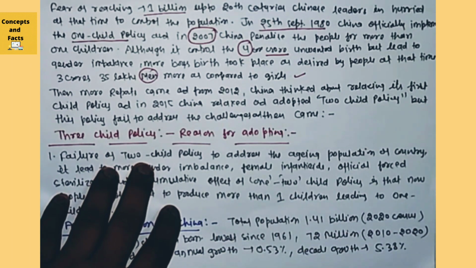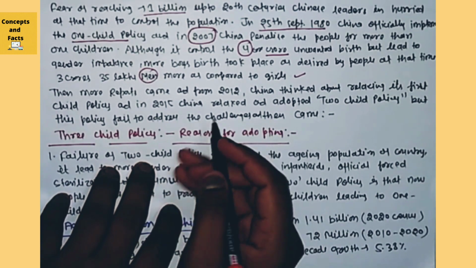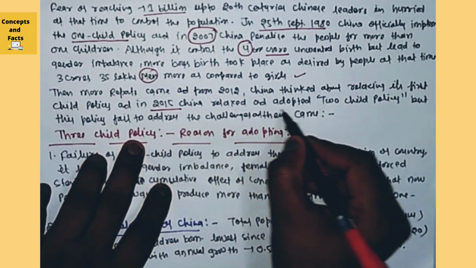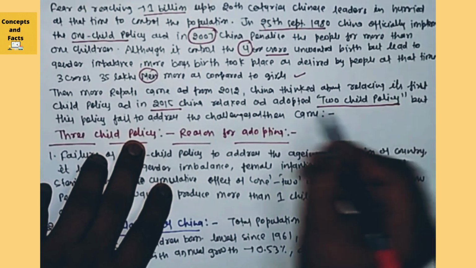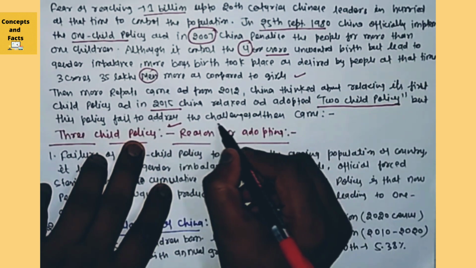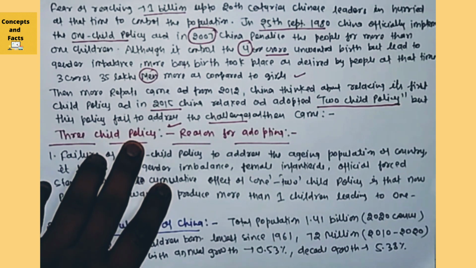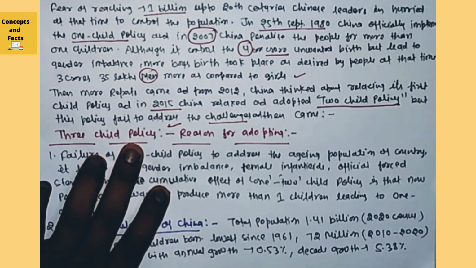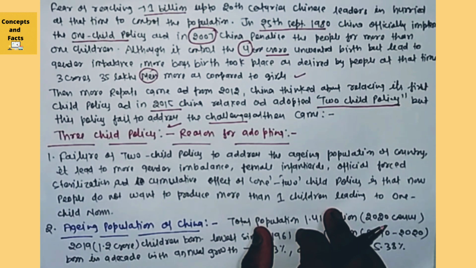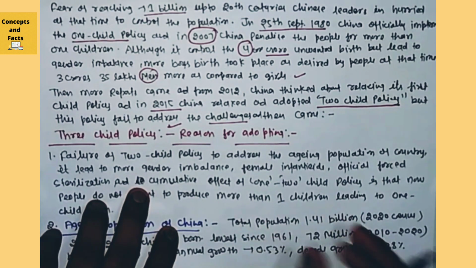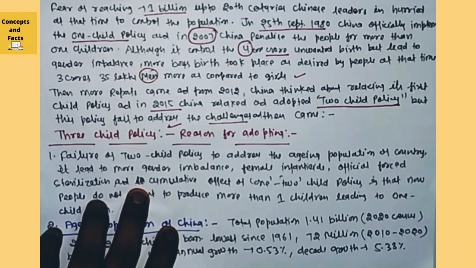Then the reports came, and from 2012 China thought about relaxing its one-child policy, and in 2015 China relaxed it and adopted the two-child policy. But this policy failed to address the challenges and caused new challenges like gender imbalances. The main factor in the failure of the two-child policy is the aging population. Now China is becoming more and more an aging country, moving closer to Japan, and that's why China has now adopted the three-child policy.